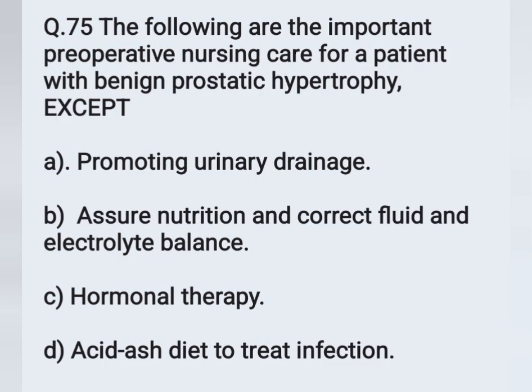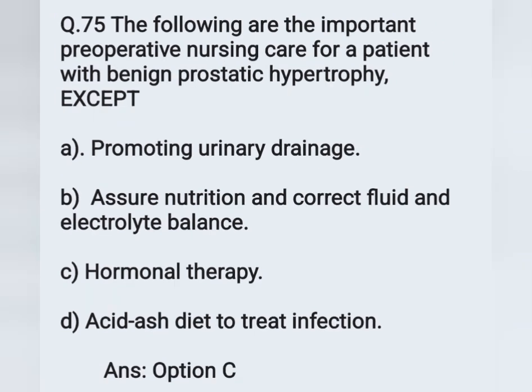And the next question number 75. The following are the important pre-operative nursing care for a patient with benign prostatic hypertrophy except options. Option A, promoting urinary drainage. Option B, assure nutrition and correct fluid and electrolyte balance. Option C, hormonal therapy. Option D, acid-ash diet to treat infection. Our question is, which one is not an important pre-operative nursing care for a patient with benign prostatic hypertrophy or BPH, except is the question.